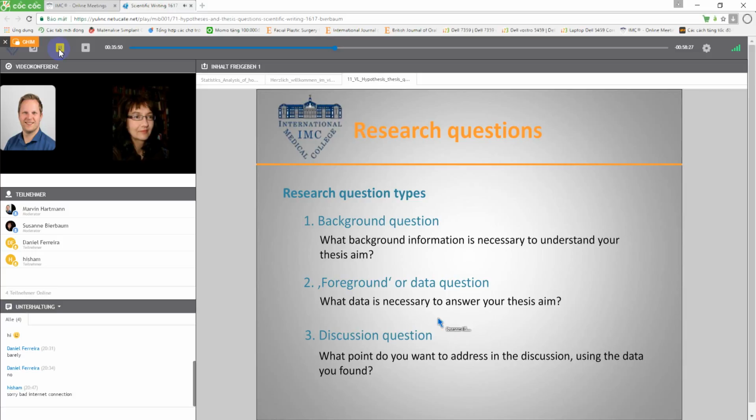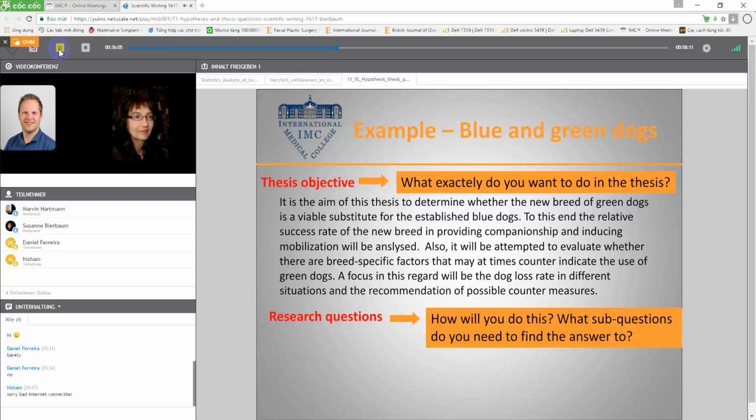These data questions are quite often summarized PICO questions. They're asking after concrete data which you will use in your results part. So, as an example, perhaps we don't have to read the pattern. This is the green dog example.